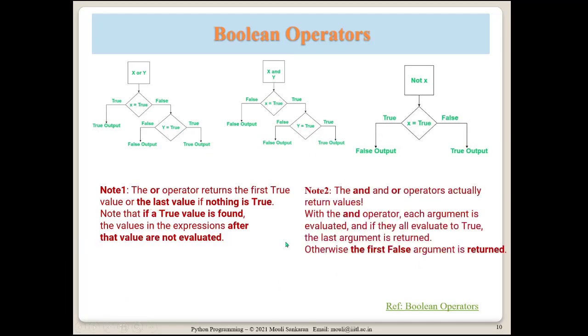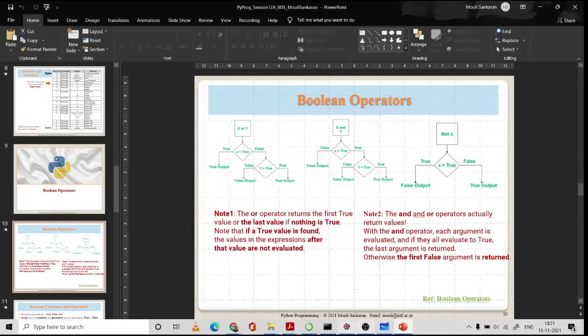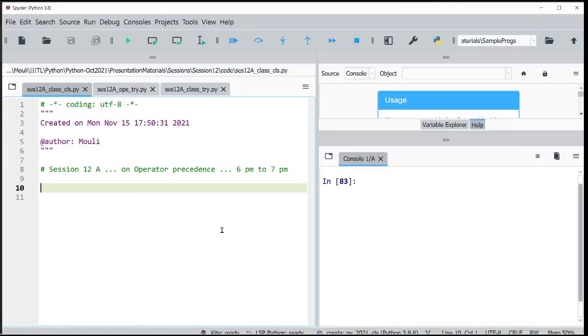Similarly, and I told you that it will stop when the first false is found or first false is returned. Otherwise, they all evaluate to true. The last argument is returned. If everything evaluates to true, the last argument is returned. Okay, so this is enough. All of you are already familiar with this, so I don't need to explain it.